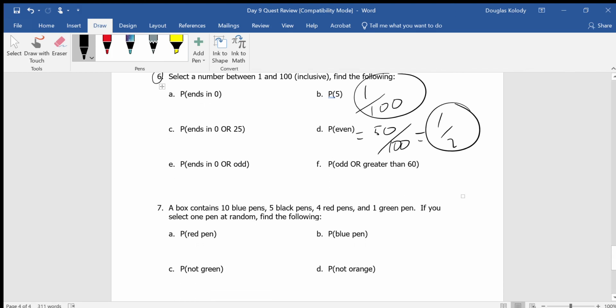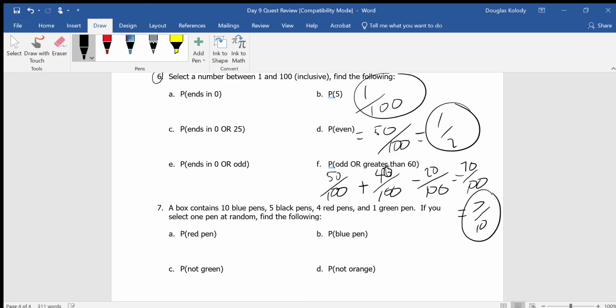How many numbers are odd between 1 and 100? 50 out of 100. Or means plus greater than 60. That's 61 through 100, which is 40 numbers out of 100. Minus, how many odd numbers are greater than 60? Half of them, so minus 20 over 100. Okay, so 50 plus 40 is 90. Minus 20 is 70 out of 100. Or 7 out of 10.